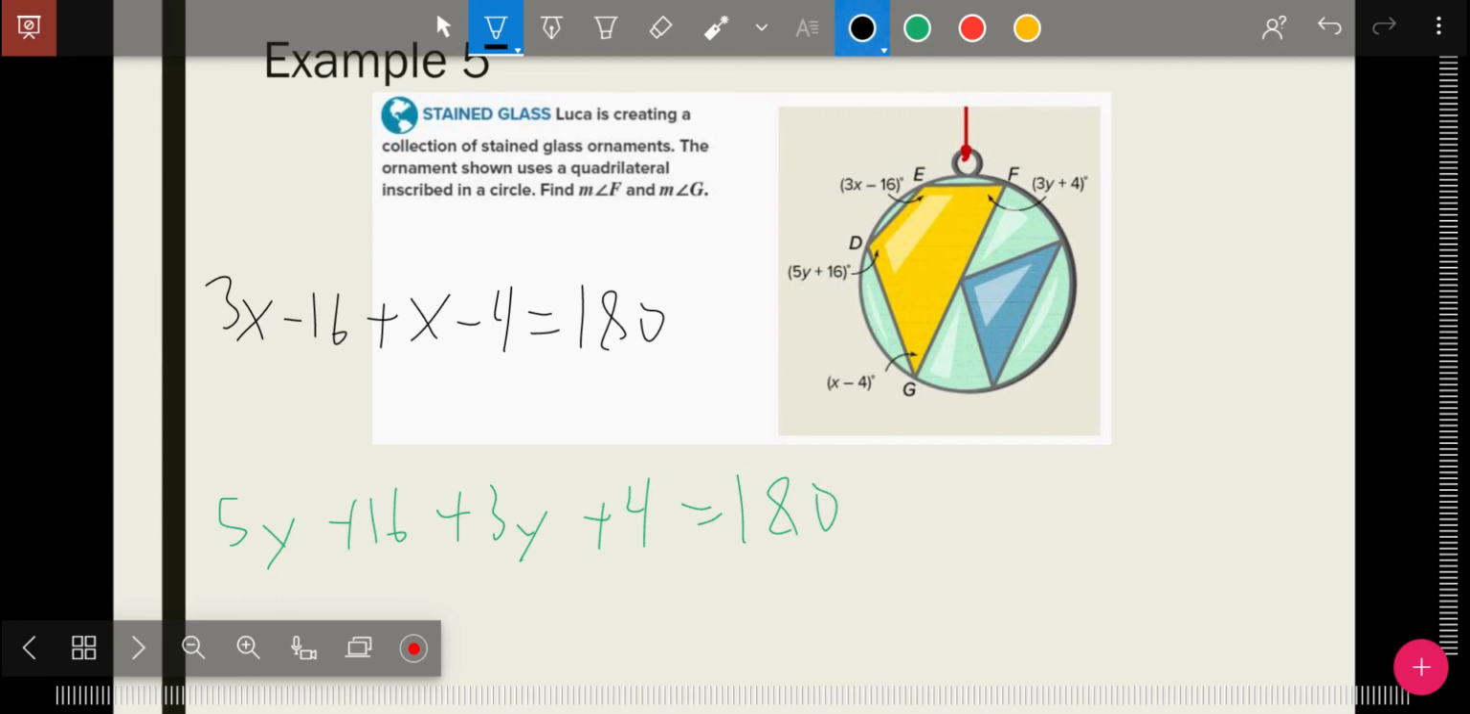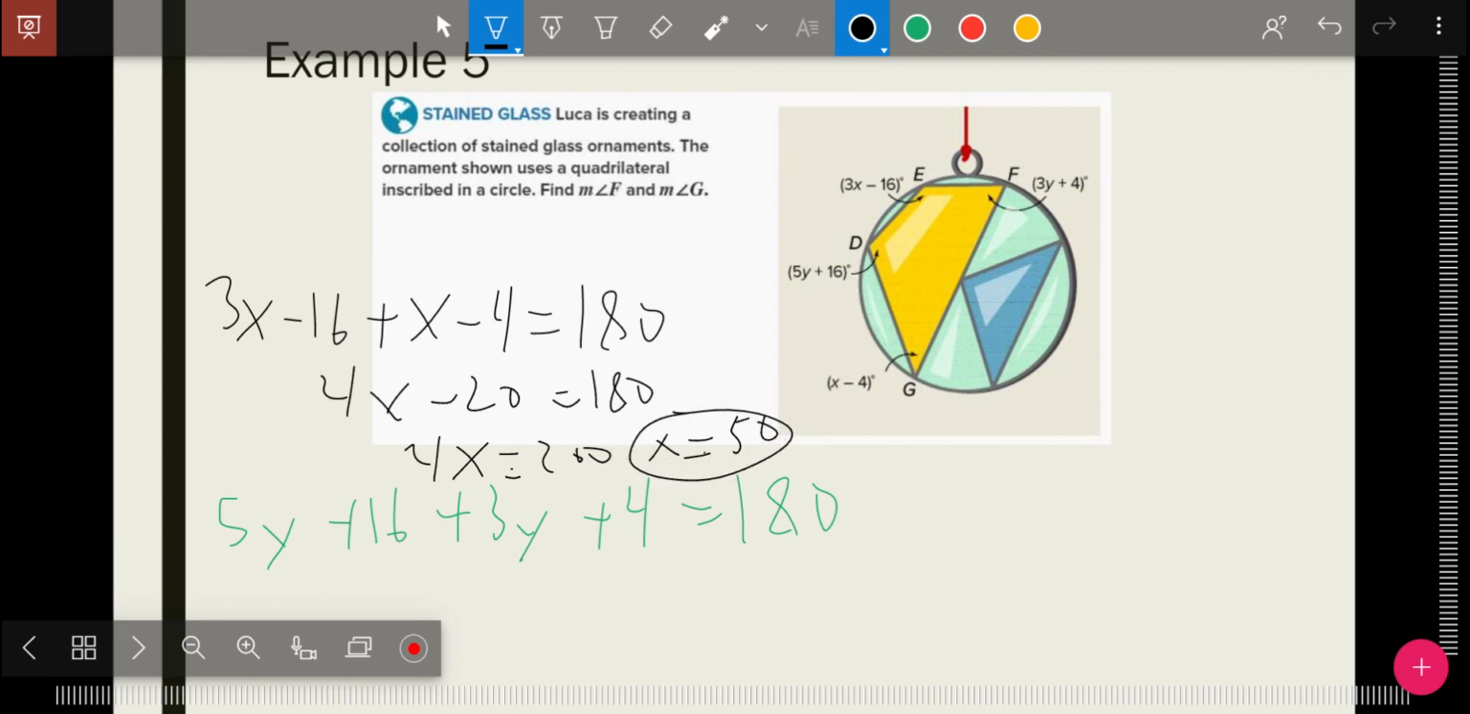Up top, 4x minus 20 equals 180. 4x equals 200. And so x equals 50. Down low, 8y plus 20 equals 180. I minus 20. 8y equals 160. I divide by 8. I get y equals 20.